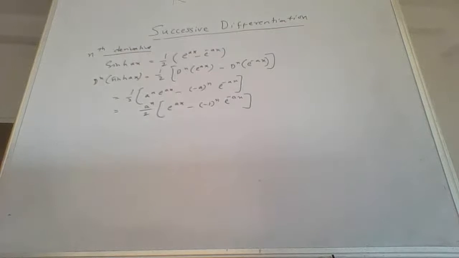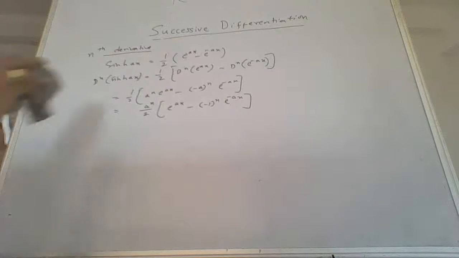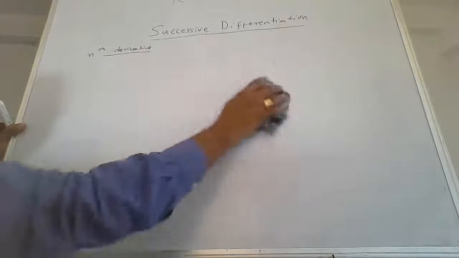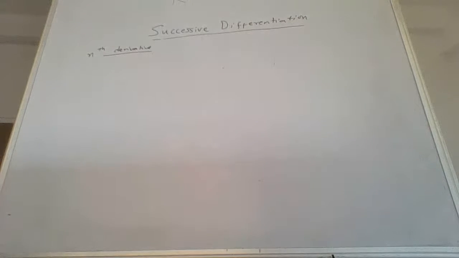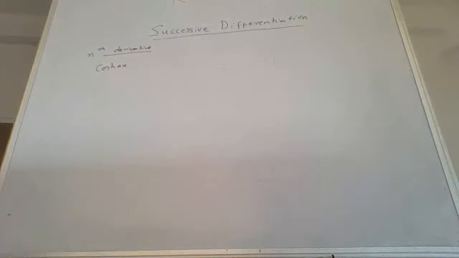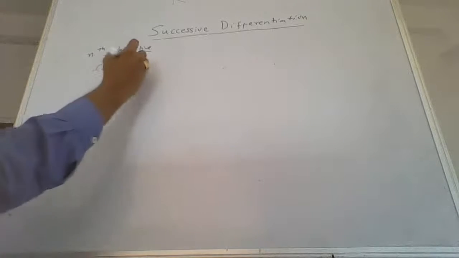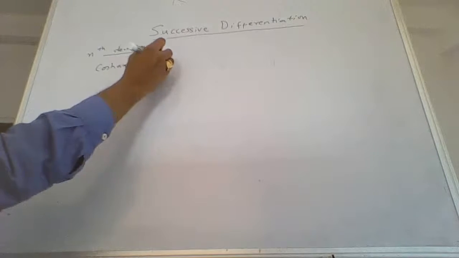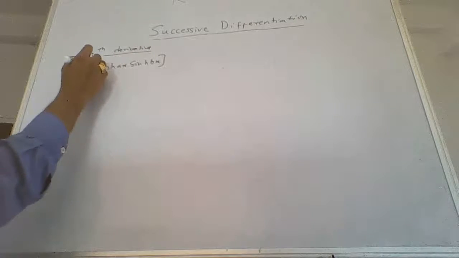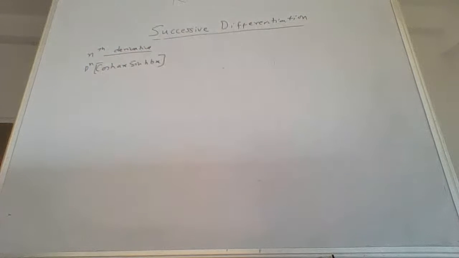Now let us find the next problem, the nth derivative of the cosine and sine. Let us see how to solve this. Suppose I have cosh ax and sinh bx, let us find the nth derivative of this. How to solve?